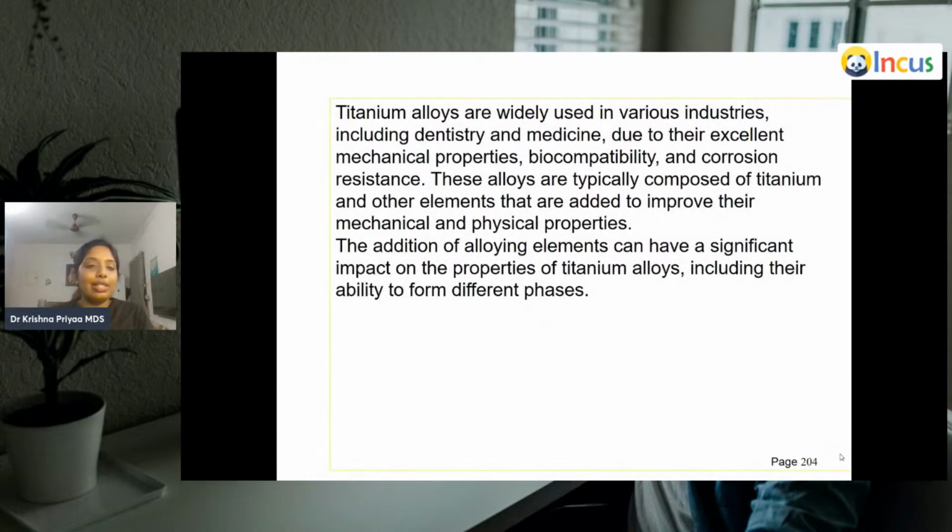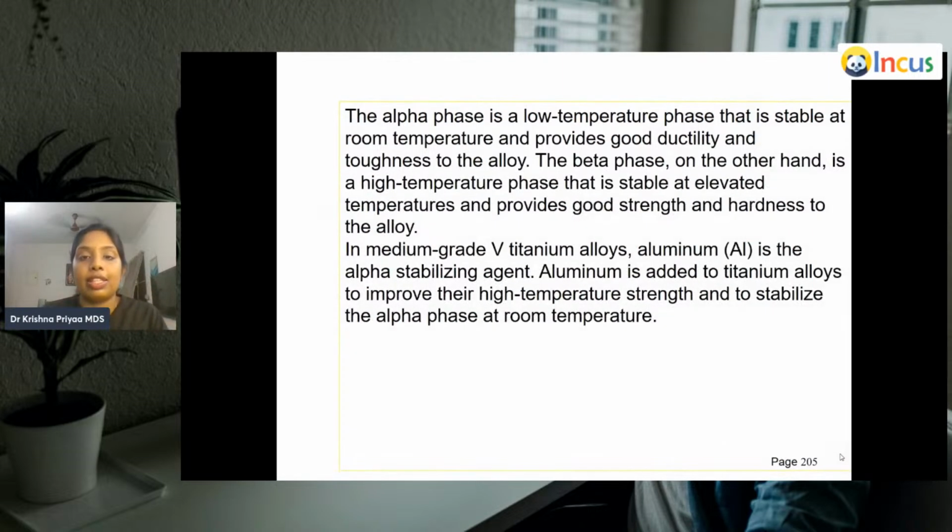So, as I already said, titanium alloys are used in various industries, right? And usually they also have titanium oxide as a corrosive resistant substance available. So, this alpha phase is a low temperature phase that is stable at room temperature, whereas beta phase is high temperature that is stable at elevated temperature, and it provides good strength and hardness. So, we have two phases, one is alpha and one is beta. Beta is high temperature, it provides high strength. Alpha is room temperature and provides ductility, that is malleability. We can work with it.